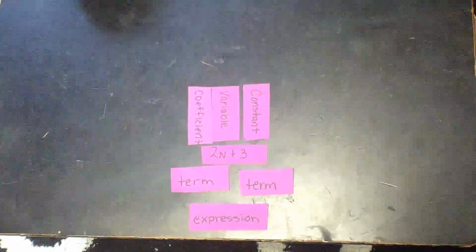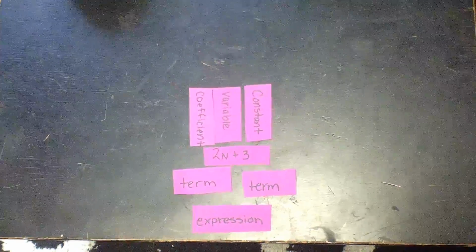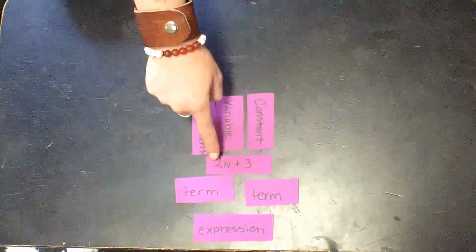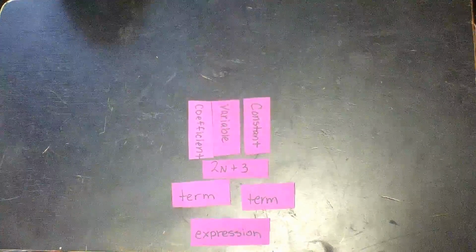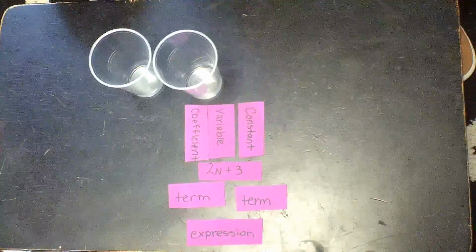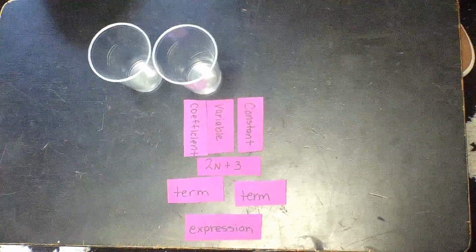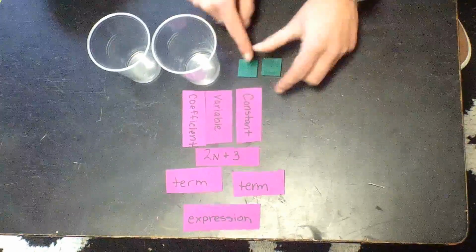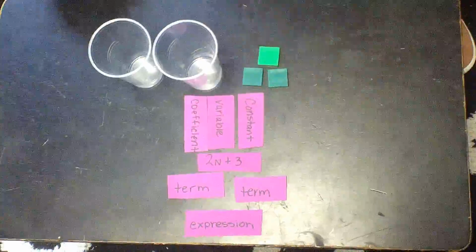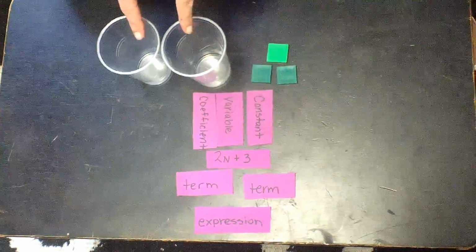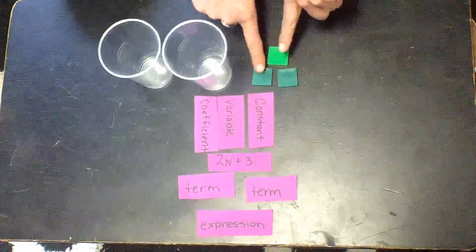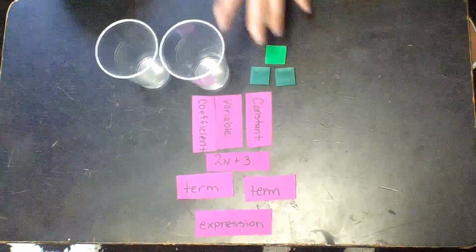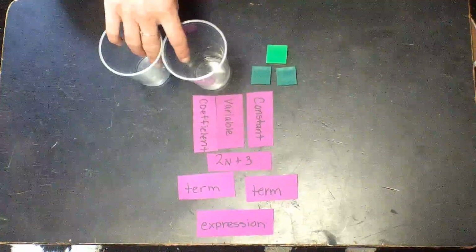So let's make a model of this one. Well, let's see. I just said that the 2, that coefficient, tells me how many variables there are. So if you remember in the last problem, we used the cup as the variable. So I have 2n, which is 2 cups, 2 variables. And now my constant is 3. So again, 2n, 2 variables, plus the 3 that remain constant. They won't change. All right, let's look at another one.